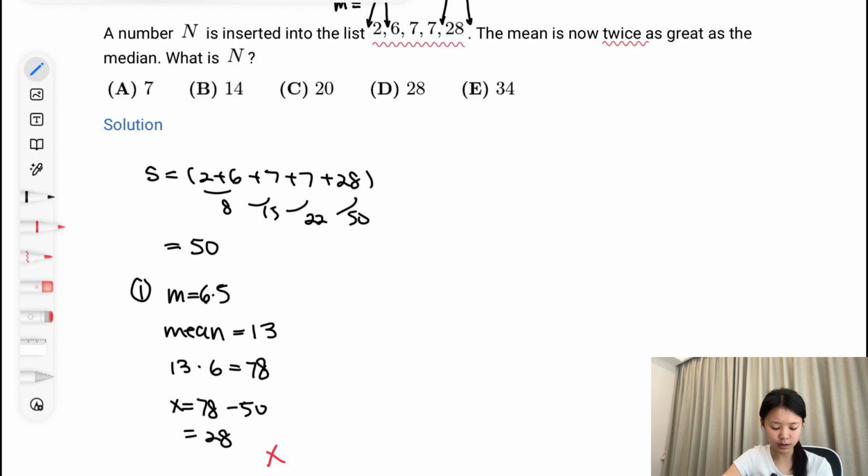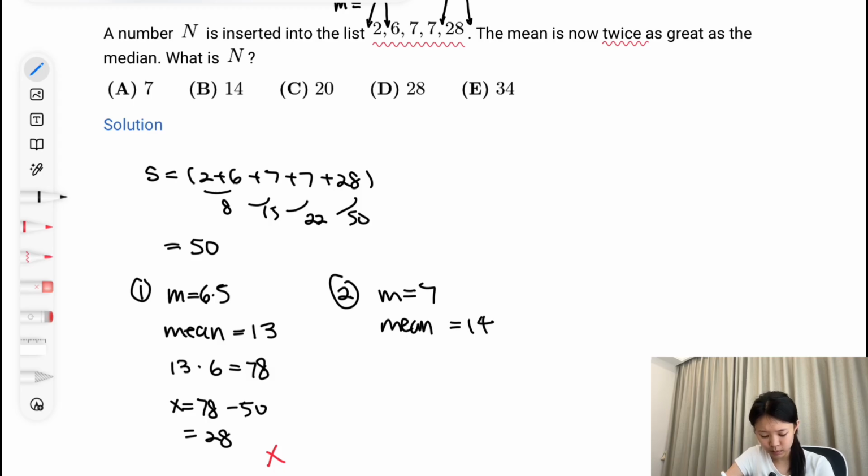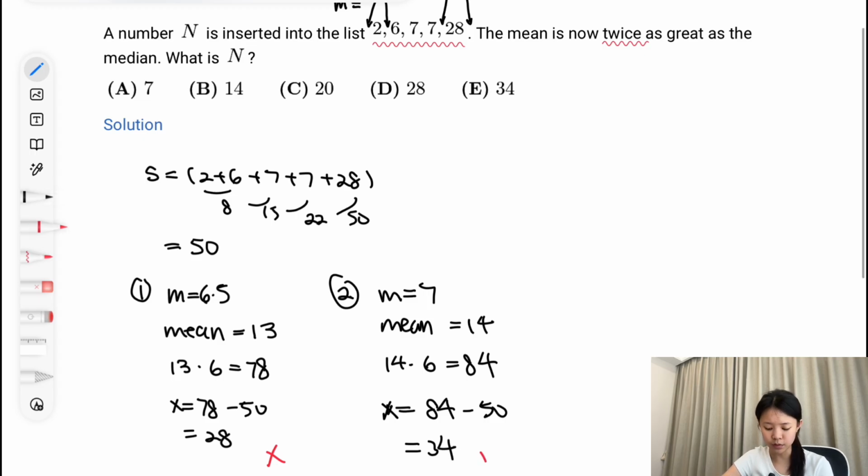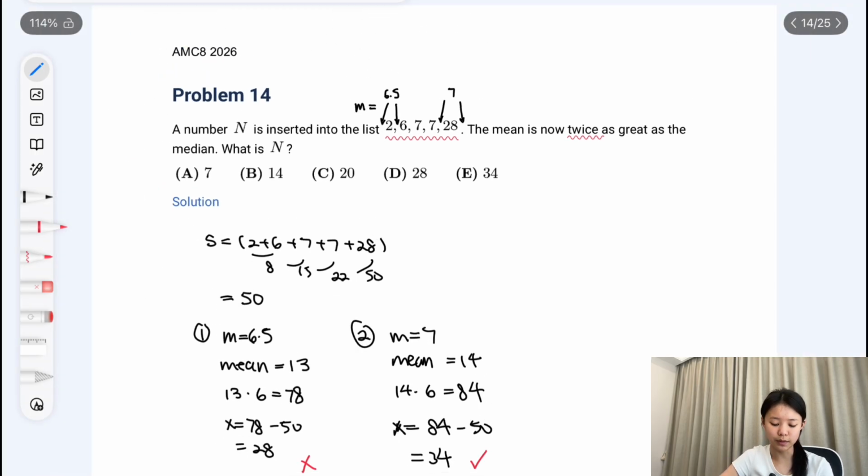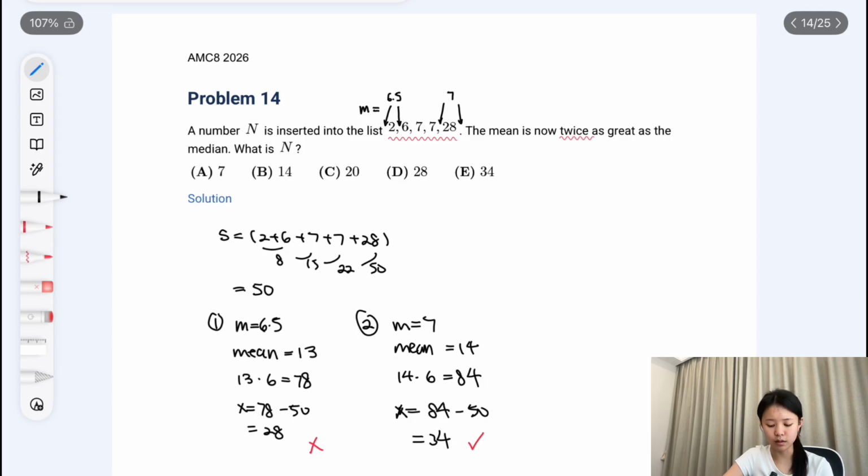Therefore, we can test the second one. M equals 7. That means the mean is 14, and the total sum needs to be 14 times 6 equals 84. That means x is 84 minus 50, which is 34. Now that is correct, since we can put it after 28 and the median will still be 7. So n, or the number we're looking for, is E, which is 34.